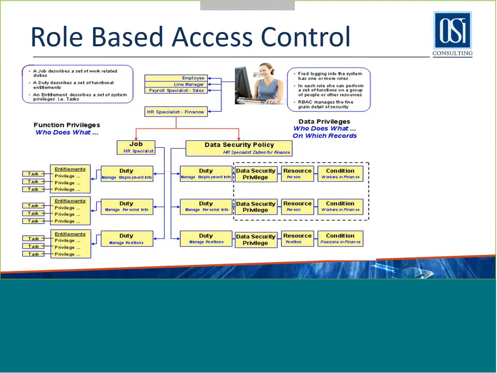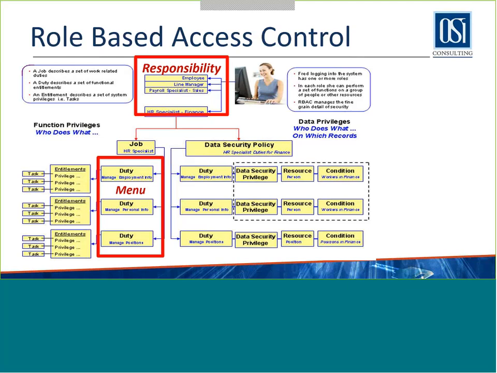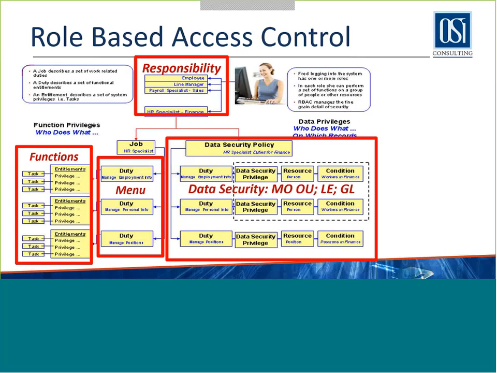So if I were to draw a similarity and analogy with 11i and release 12, you can think of these roles as responsibilities, and all of these jobs are menus within the responsibilities that you can access and provide certain controls over. And then these functions within 11i and release 12 are what become all your entitlements and tasks. And then the data security model that 11i and release 12 used was based on the MO operating unit profile options, the legal entity, GL set of books, those profile options that would control the access from a business unit or an operating unit perspective.